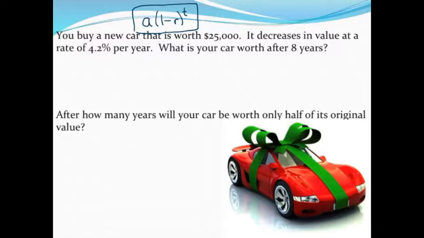So our initial value of the car is $25,000, so I'll plug that in right here. That 1 in parentheses is always there to represent us starting out at 100%. And then I'm losing value this time, so I'm going to subtract my rate. Now be careful, remember the percentage is not the rate. We have to change that into a decimal. So still divide by 100, or move your decimal point over 2 spaces, so the number we're using in the model is 0.042, and I want to raise that to 8 because I want to do this for 8 years.